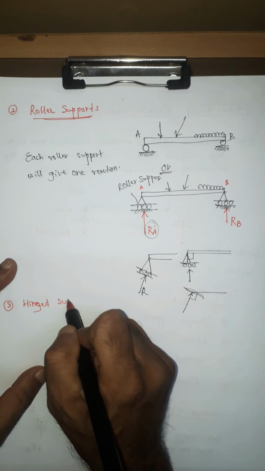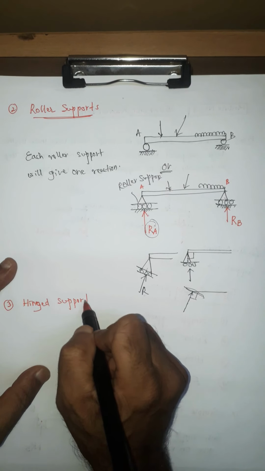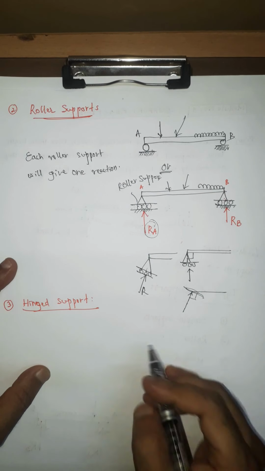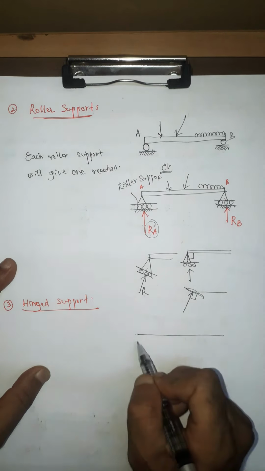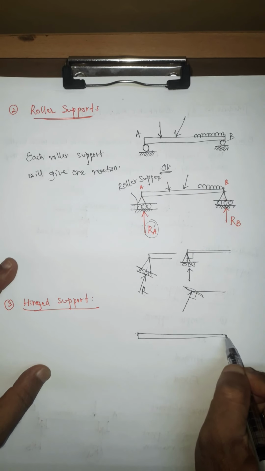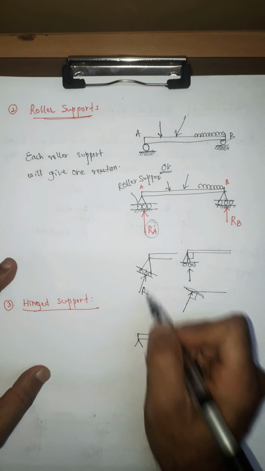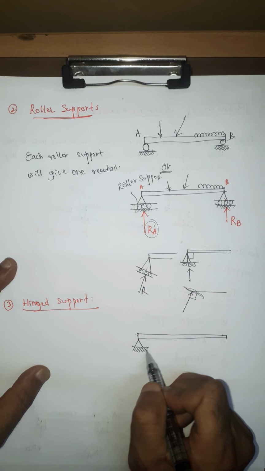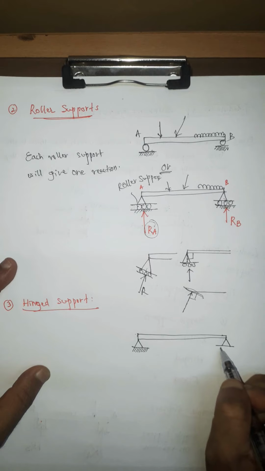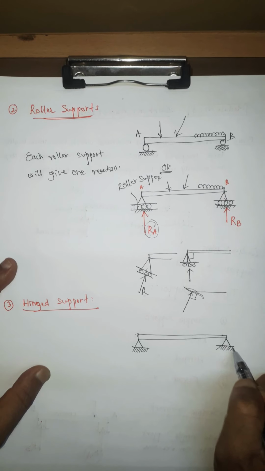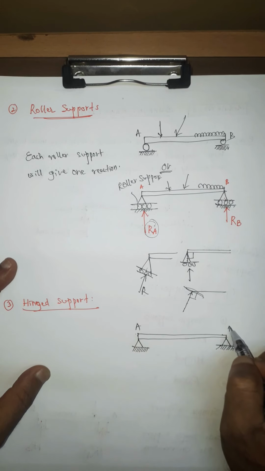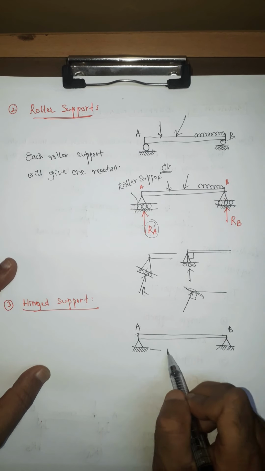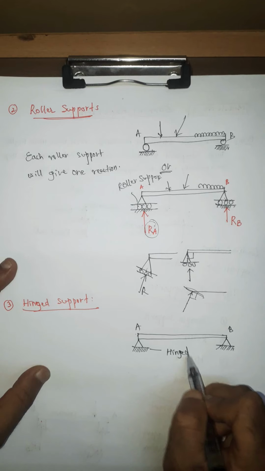And the third support is the hinged support. Just like a roller support, a hinged support will be indicated by a diagram like this. Only a slight change will be there. Now this is hinged, no roller will be there. This is the indication of a hinged support. Again, this is the beam AB which is supported on two hinged supports.